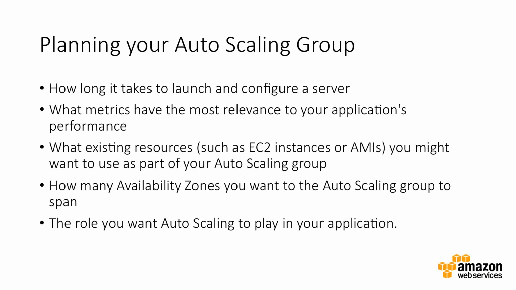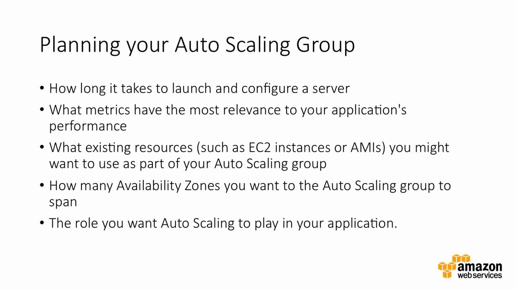The next one is what existing resources, such as EC2 instances or AMIs, you might want to use as part of your autoscaling group. So if you've already pre-configured certain instances to run in a certain way, you can add that to your autoscaling group at any given point in time. The next one is how many availability zones you want to use for your autoscaling group. These are things that you have to define within the autoscaling group, so you understand that you can provide for high availability as well with this platform.